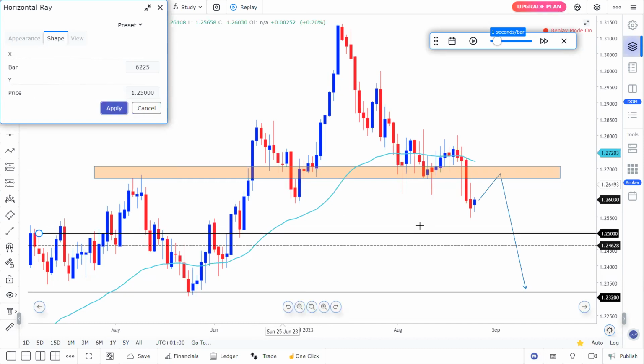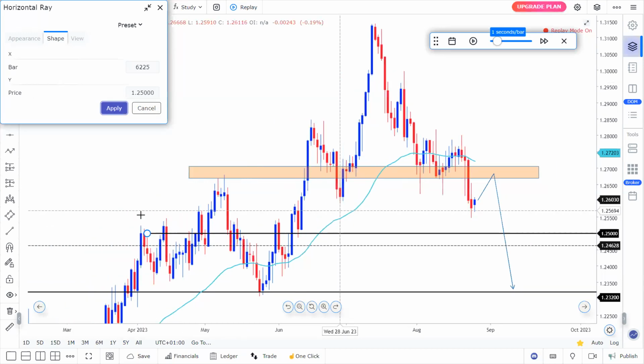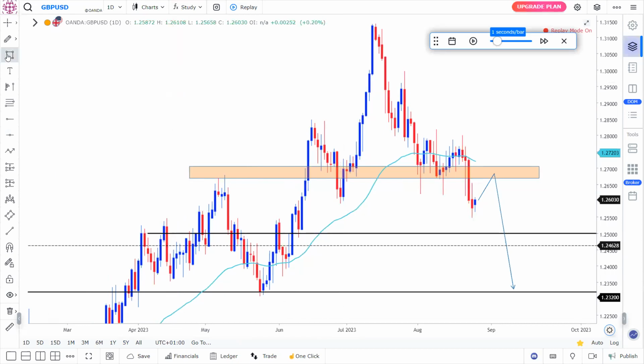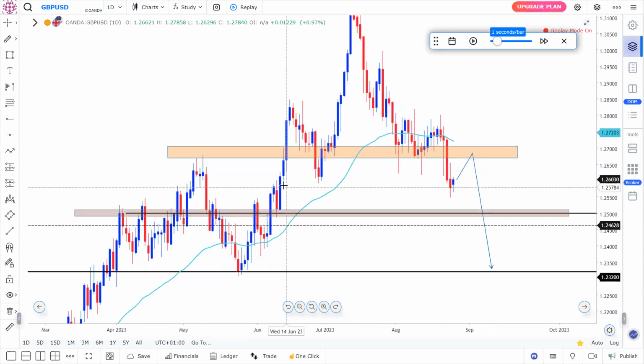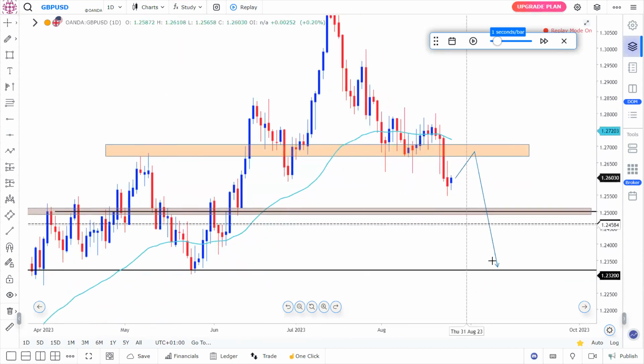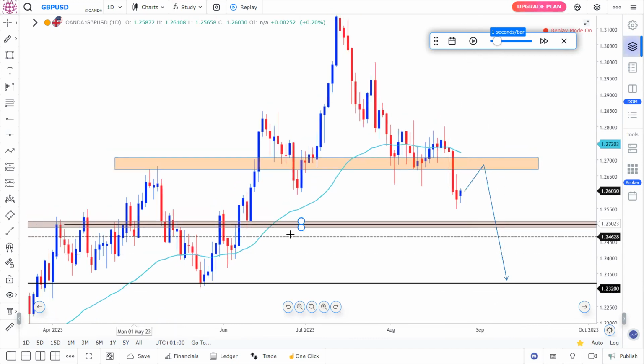The 1.2500 psychological level, going to the fact from before that was a major structural level. So even though this is my overall anticipated or projected take profit level as seen from the weekly time frame, I had this level as a level of concern from before.